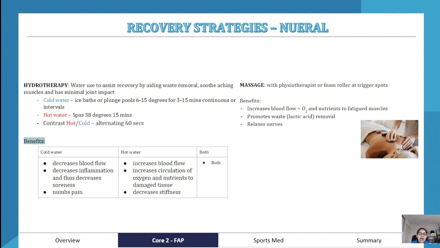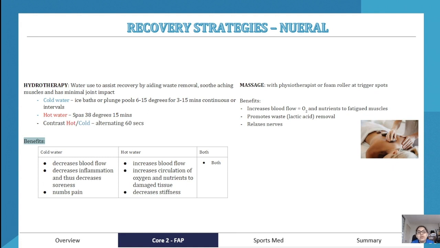The benefits are, with cold water, it decreases the blood flow, so decreases inflammation, and thus it also decreases soreness, and it also numbs pain. On the other hand, hot water hydrotherapy increases blood flow. It also increases circulation of oxygen and nutrients to damaged tissues, and it decreases stiffness. If you've ever been sore, you would generally take a hot water bath, and you'd feel a lot more relaxed. And with both, you're getting both benefits.